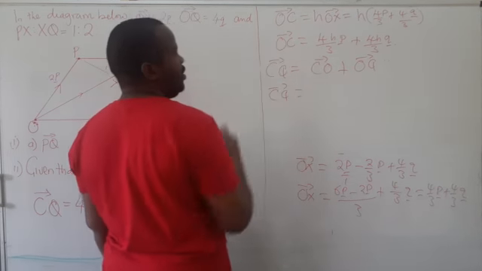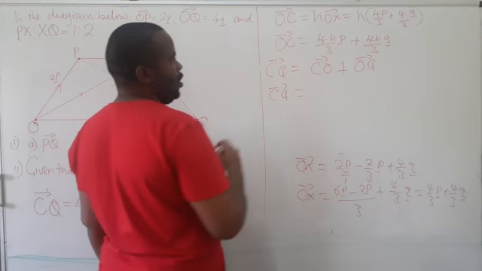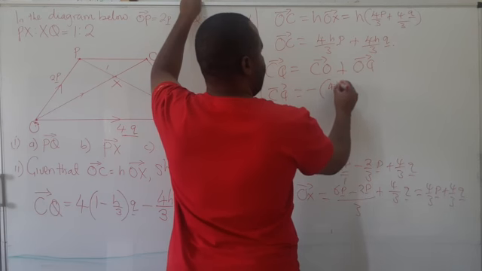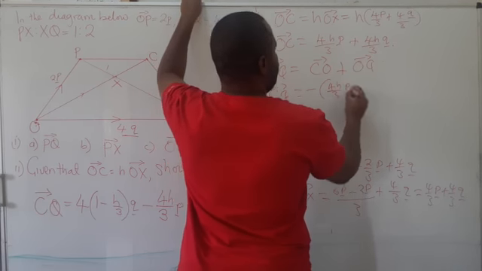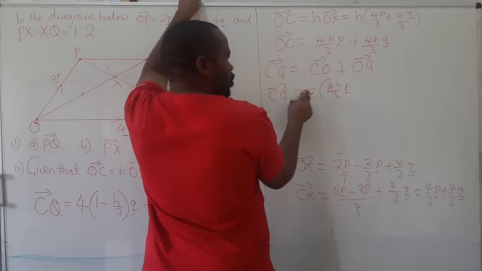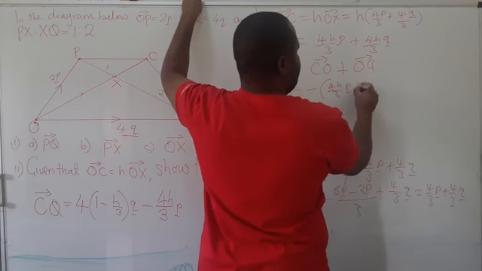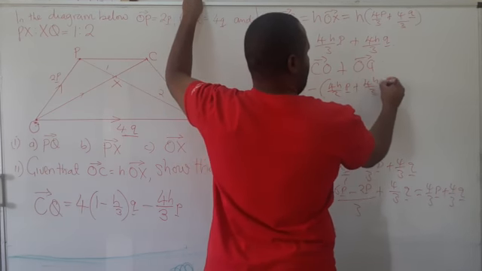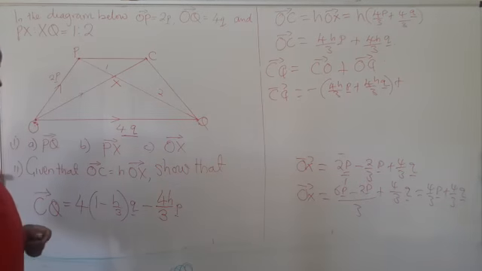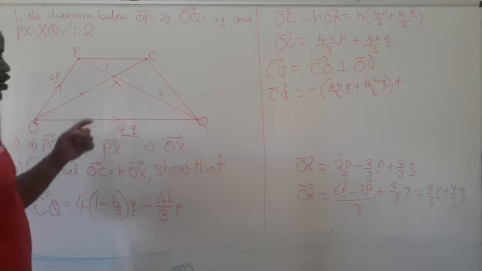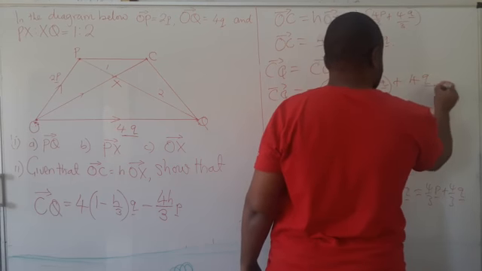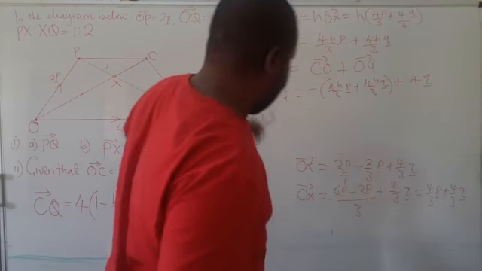Okay? So now, CQ is equal to CO. CO is the opposite to this one. Okay? So you can introduce a negative here. Say negative 4H over 3P, because OC is this one. So CO is the opposite, so you denote it by a negative, alright? Plus 4H over 3Q. Plus, what is our OQ? OQ is 4Q. We say plus 4Q.